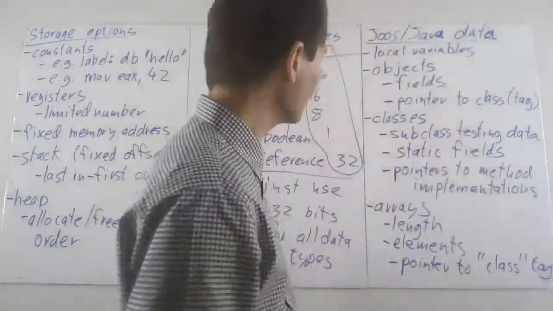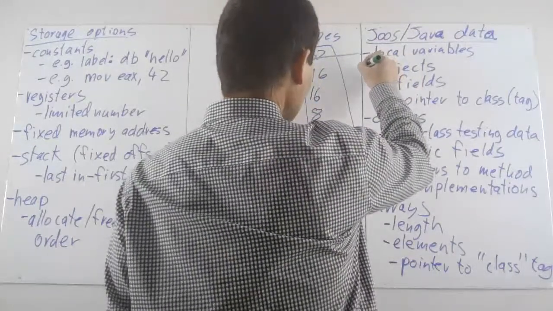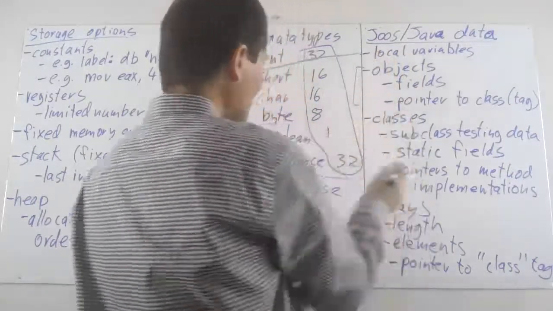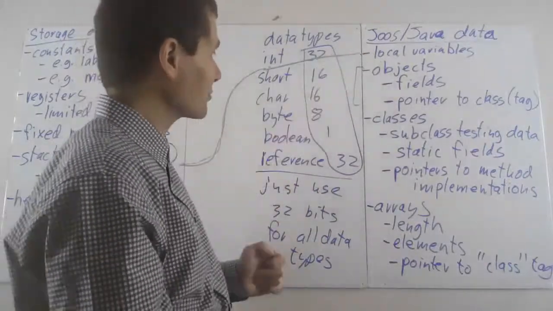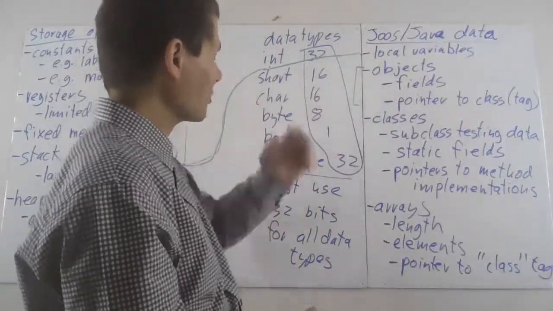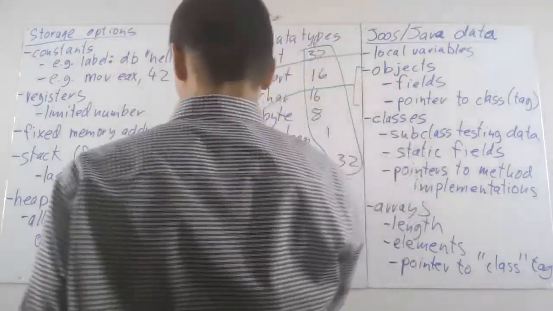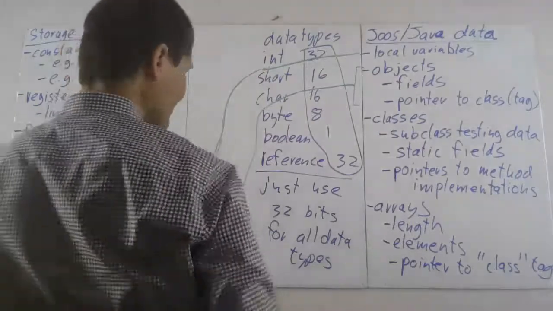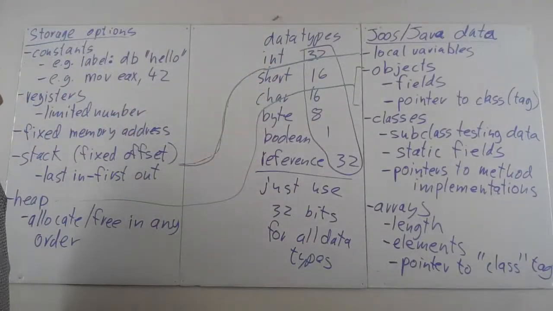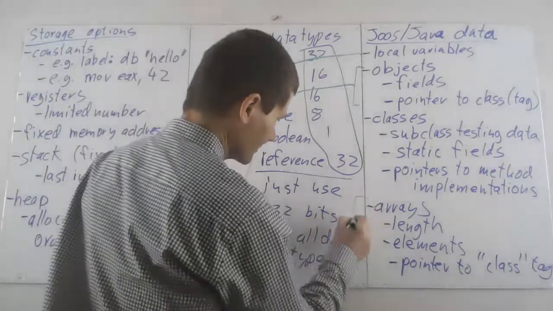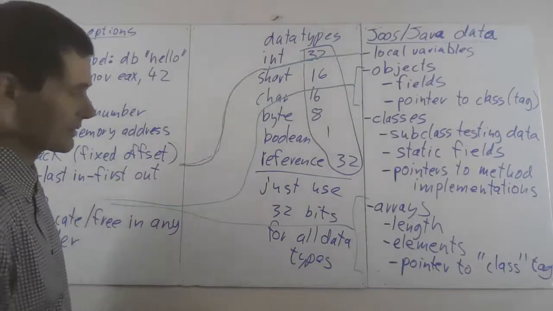Okay, so objects. The thing about objects is that you don't know at compile time how many objects are going to be created when the program runs, and you don't know when they're going to be created. So objects pretty much have to be on the heap. And same thing for arrays, right? Again, those could be created at runtime.